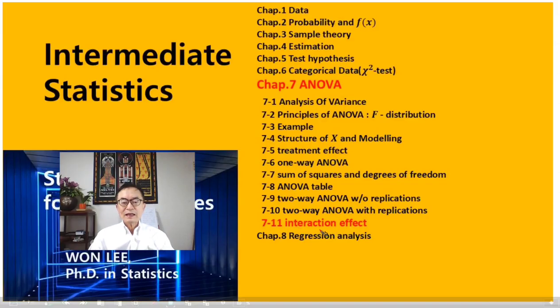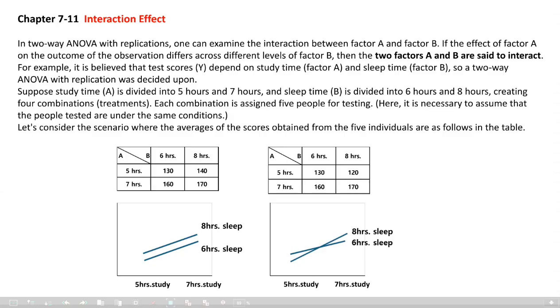We saw interaction effect on the model two-way ANOVA with replications. When you have multiple observations for each treatment, you may get interaction effect. So the question is, is there interaction effect or not? But what is interaction effect?